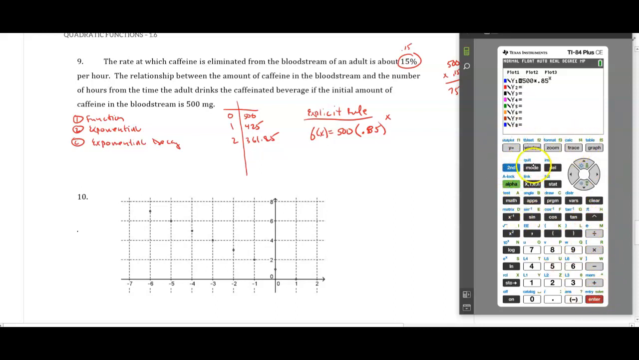And if I go ahead and go to the table, I will see 0, 500, 1, 425, 2, 361.25. And if I graph it, it's really not going to show because it's outside the window. But if I go a y max of 500 and graph it, you will see that.